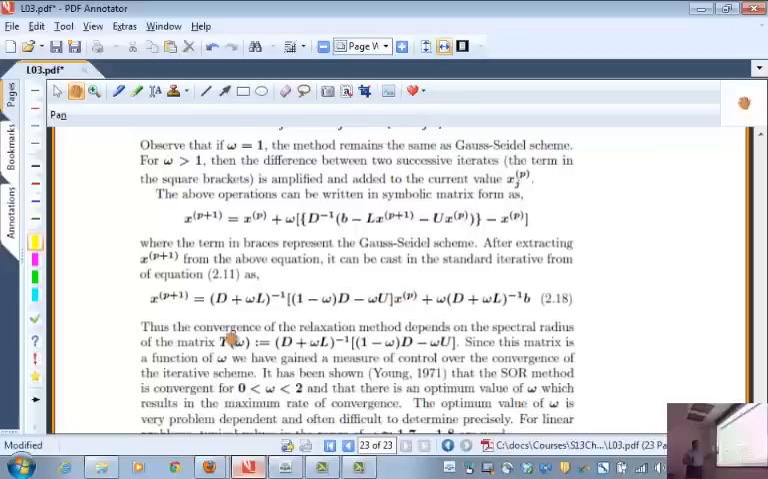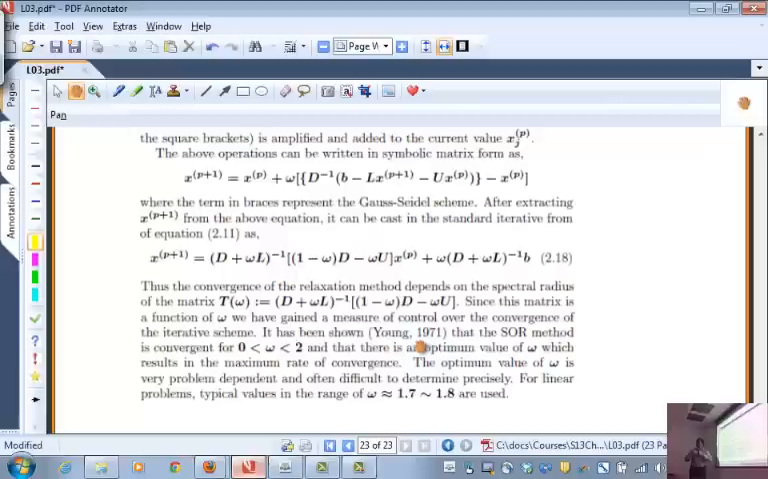When you go for nonlinear systems, all of this goes out the window. But if it doesn't work even for a linear system, what are the chances that it's going to work for a nonlinear system? So we use that experience and never go beyond omega equal to 2. And somebody else came up and asked, what is the best value that accelerates the convergence at the fastest rate? It turns out to be, for linear systems, somewhere in the range of 1.7 or 1.8, where you get the best rate of convergence.